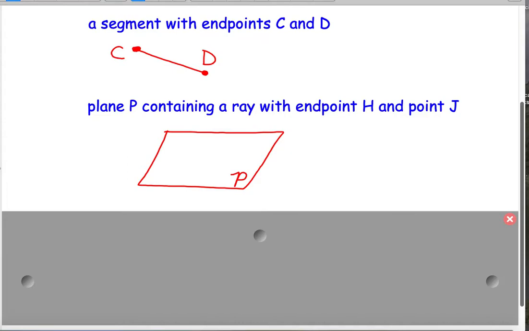So now I need to draw a ray in here. I can go any direction. Let's say it goes this way. And the endpoint has to be H, so I have to label that H. And then I have to have another point somewhere along there and call that J. It doesn't matter which way this ray is pointing, but the endpoint has to be H, and then J has to be anywhere along there.